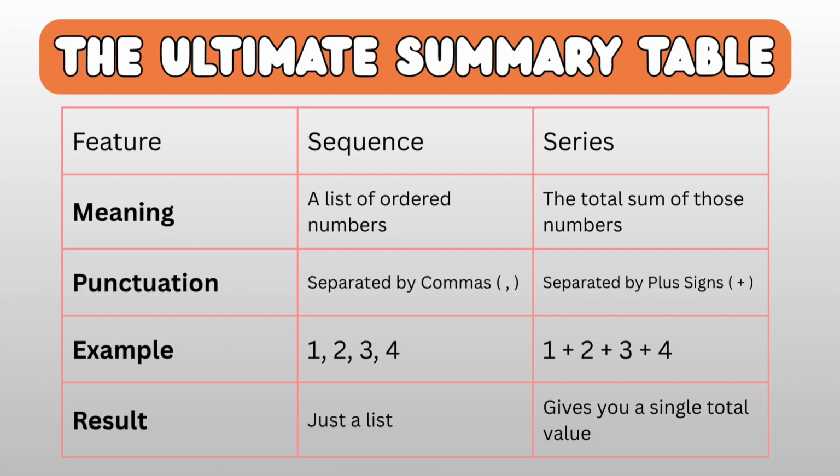Before we move to our assessment, take a screenshot of this summary table. Remember the golden rule. Commas mean sequence, plus signs mean series. A sequence gives you a pattern, but a series gives you a total.